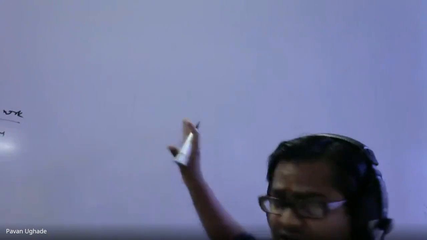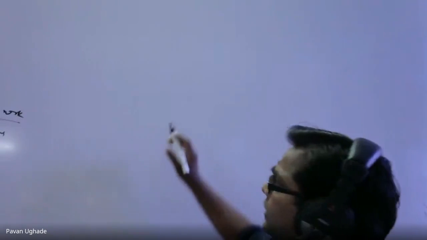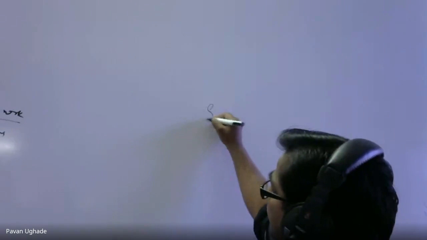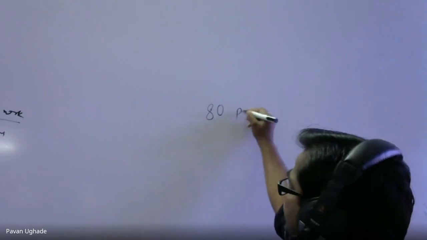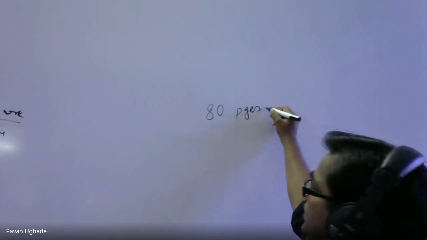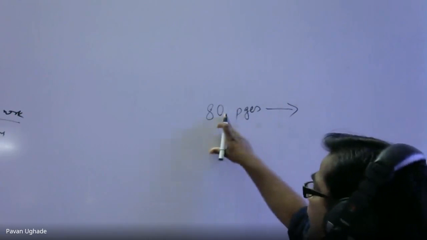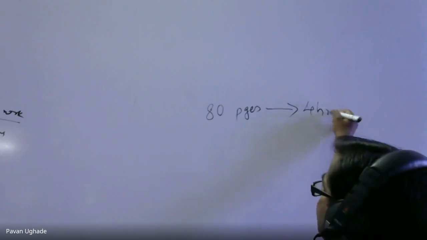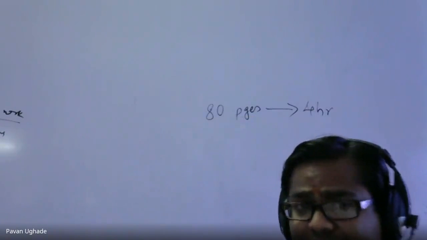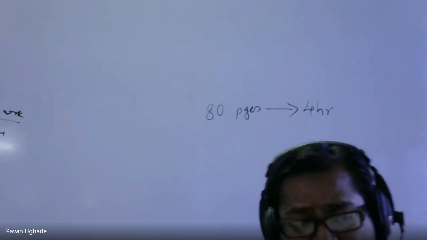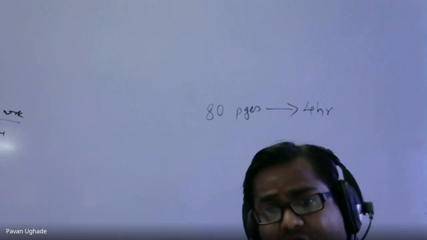Some of you might have already known about this. I'll ask you one question. I want complete interaction. This session could be a complete interactive session. Let's assume I have about 80 pages of work, 80 pages, which will take around 4 hours to finish. To write 80 pages, it will take around 4 hours.